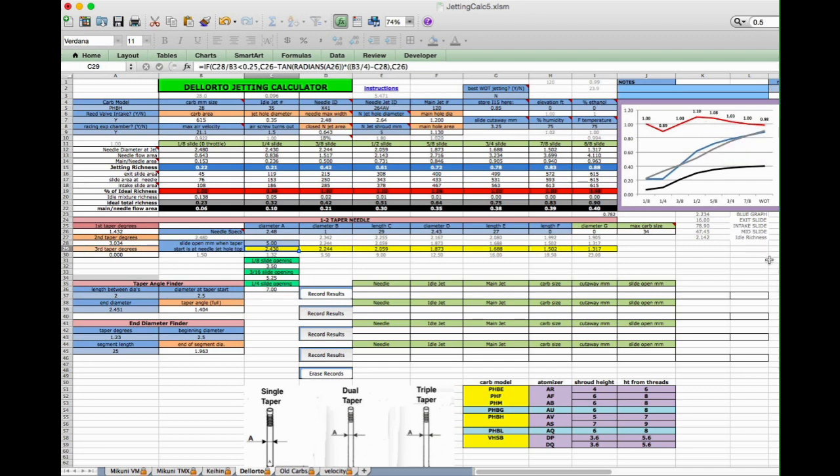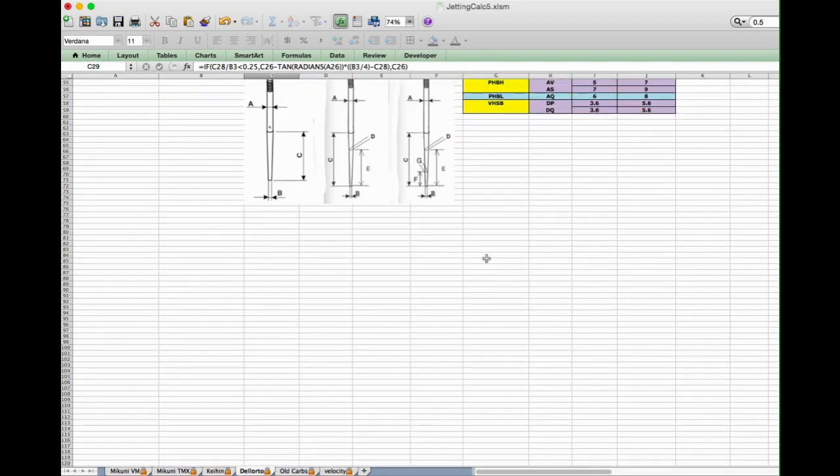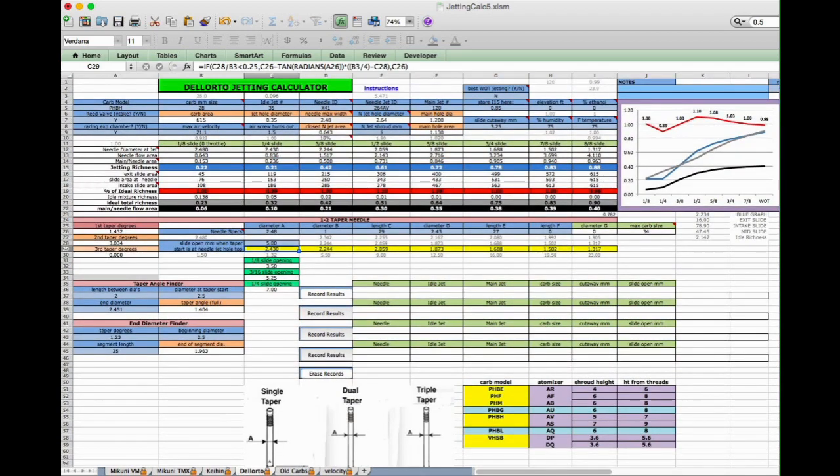So let's try a different needle. This is the K41 on Del Orto. We don't, unlike with the Mikuni and the Keyhine, I do not have the needle specs down here for the program to read. One of these days I might get around to it, but right now it's just too big a task.